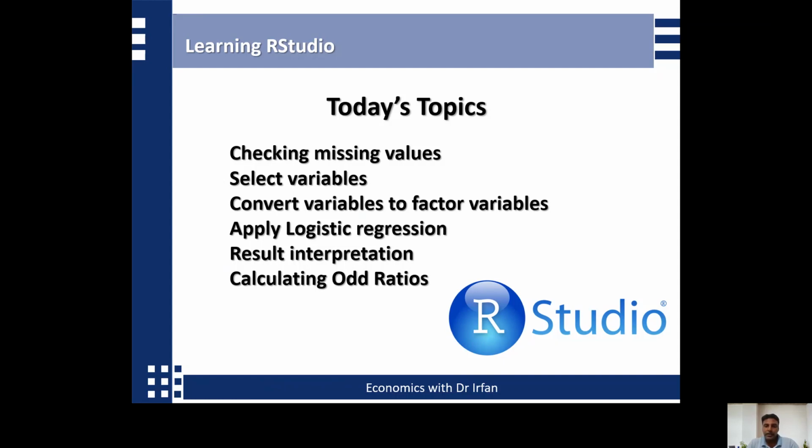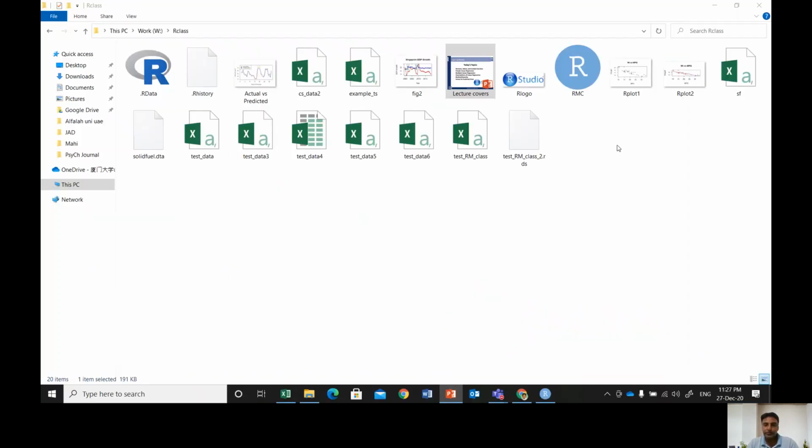Hi everyone. In today's video, we are going to work on how we can check missing values, how we can select variables, how we can convert the variables to vector variables, and then the application of logistic regression, their results interpretation, and how we can calculate the odds ratios in RStudio. So please open your RStudio.